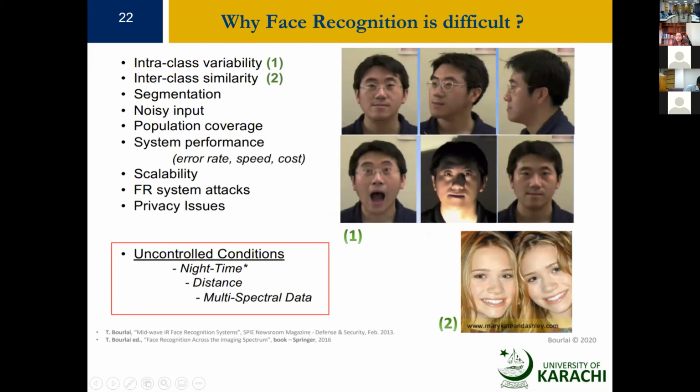And why is face recognition difficult? Number one, intra-class variability. If you look at this subject, all six faces belong to the same class, but here due to lighting and illumination the face looks different. Here due to pose, it looks different.